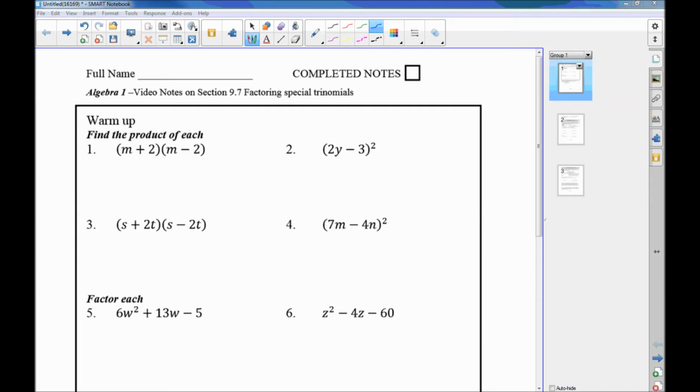Hello again. Welcome to another lesson in Algebra 1. Today we're covering section 9.7, factoring special trinomials.